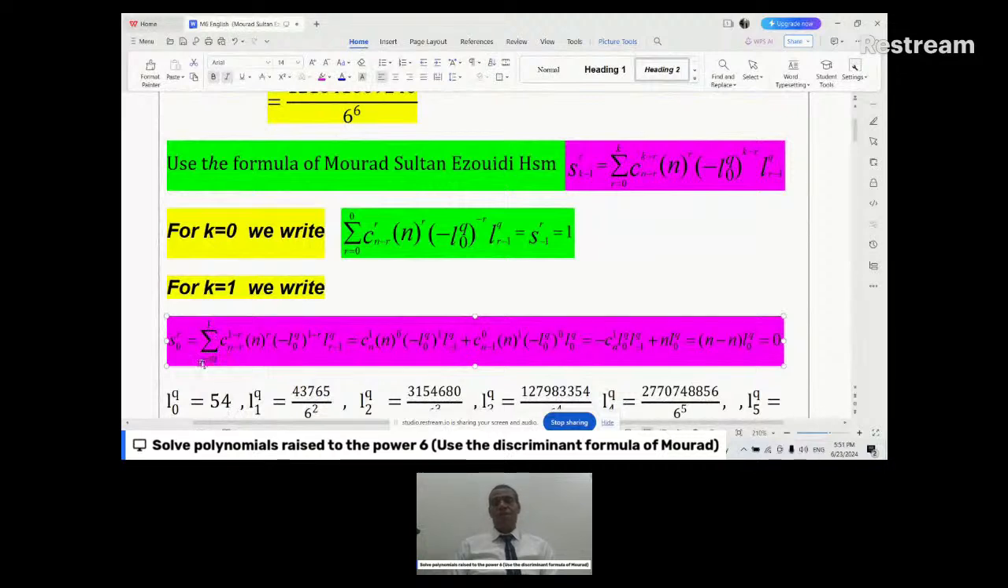That means the sum for r equals 0 up to 1, combination (n minus r choose 1 minus r), n raised to the power r, between parentheses negative L0 of D_Q raised to the power 1 minus r, times L_{r-1} of D_Q. If r equals 0, we will get combination n choose 1. Then r is 0, so it will be n raised to the power 0, times, between parentheses, negative L0 of D_Q, and 1 minus 0 is 1.